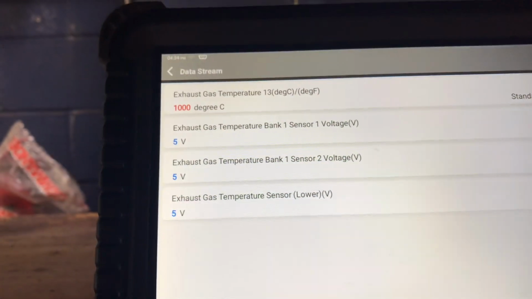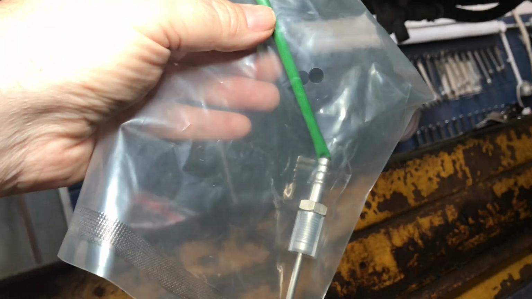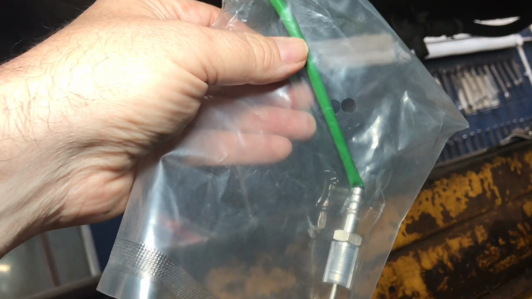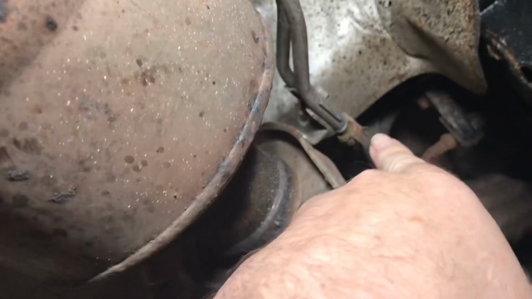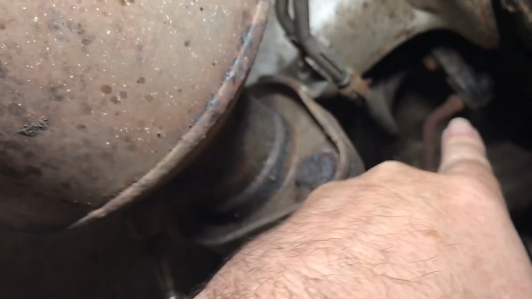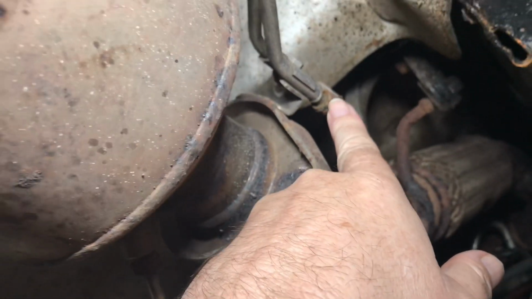Now, I'm going to admit here I've made a mistake. These temperature sensors do not start reading until we've hit 100 degrees. Oh no, should have done this the first time. Just clean out the DPF. Get DPF Doctor and put it right into this first one. You can see it goes in there.